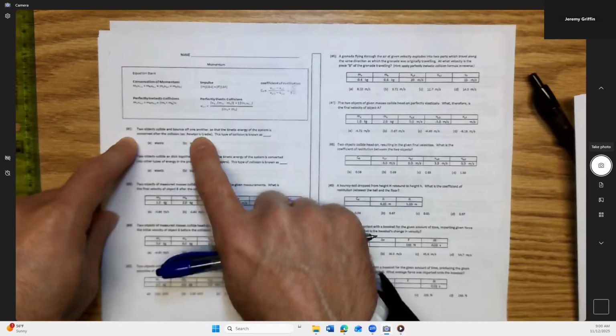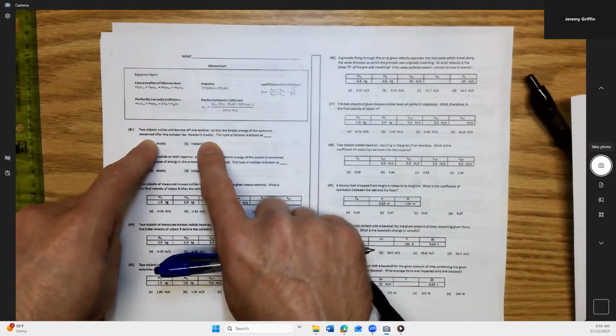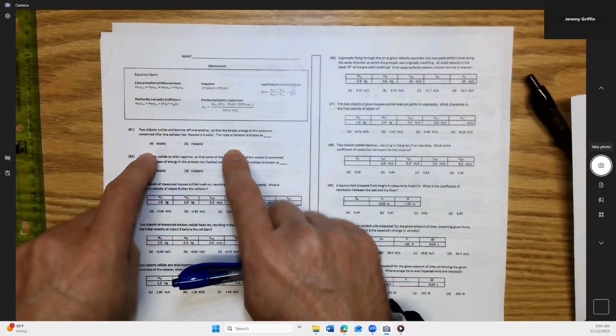That's number one. Two objects collide and bounce off each other, so that the total kinetic energy is conserved. For example, on Newton's cradle, this type of collision is known as what?